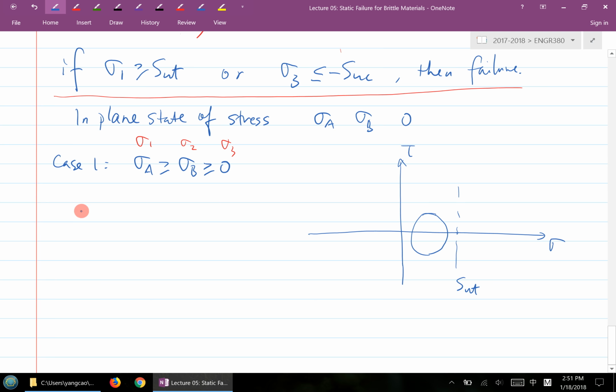So in order to determine the safety factor, what do we compare now? You're only comparing between the SUT and the sigma A here, right? So for this case, you're just comparing these two. The sigma 1 is sigma A. If sigma A goes beyond the SUT, according to MNS, then you got a failure, basically. Okay?